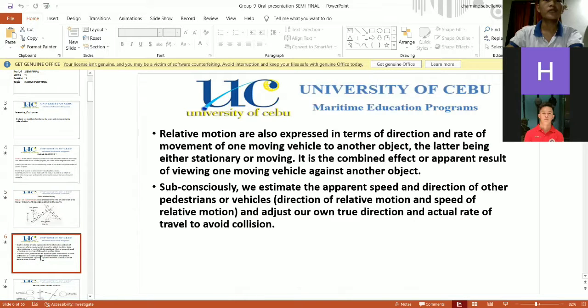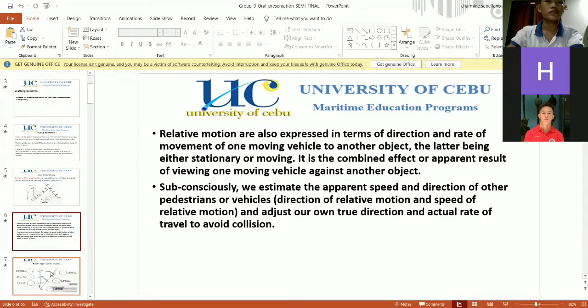Next, relative motion is also expressed in terms of direction and rate. It is the movement of one moving vehicle relative to another object, either stationary or moving. It is the combined effect, the apparent result of viewing one moving vehicle against another object. Subsequently, we estimate the apparent speed and direction of other pedestrians or vehicles, the direction of relative motion, and adjust our own true direction and actual rate of travel to avoid collision.